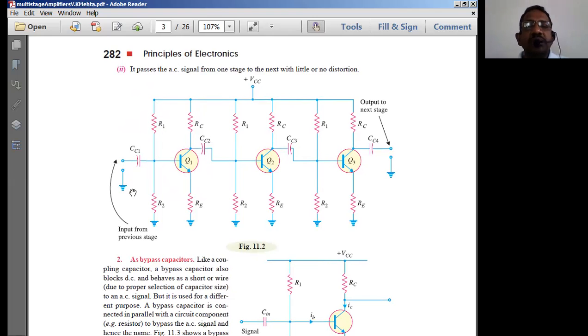Now this is known as a multi-stage amplifier circuit. Why is it called a multi-stage amplifier circuit? The output of one amplifier is connected as input to another amplifier circuit. The output of this Q2 amplifier circuit is connected to the input of the Q3 transistor amplifier circuit. So therefore it comes under a multi-stage amplifier circuit.